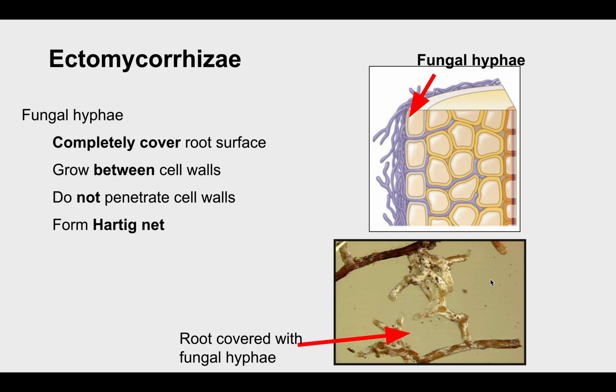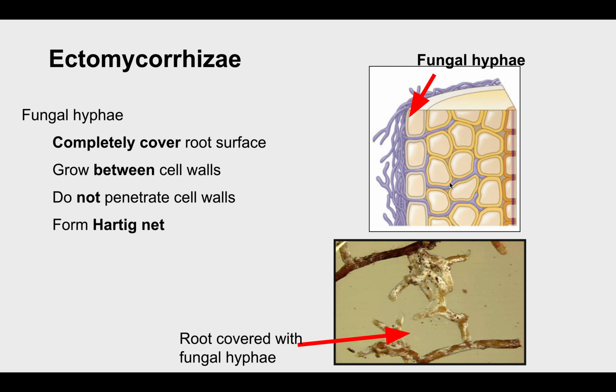Ectomycorrhizae, like I said, are mycorrhizae that cover the root's surface. We can see here we have the fungal hyphae in purple, right? The fungal hyphae are all these different long strands of fungus. They are totally covering the surface of the root. Sometimes they can grow inside of the root a little bit. They'll grow in between the cells and in between the cell walls, so the spaces between the cells, but they're never going to grow into the cell walls themselves.